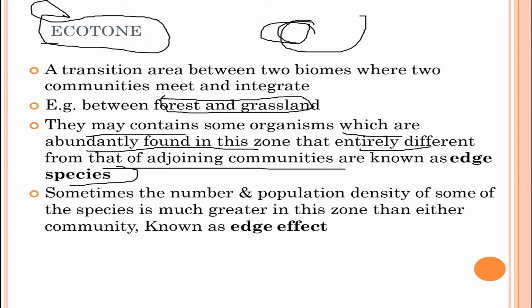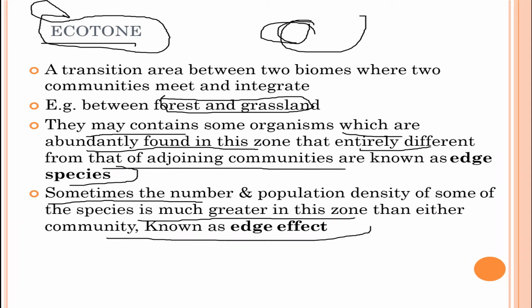That is present in the ecotone. Sometimes the number and the population density of some of the species is much greater in this zone than in either community, and this is known as the edge effect. So in an ecotone, some of the species or communities of species may be greater in population, which is known as the edge effect.